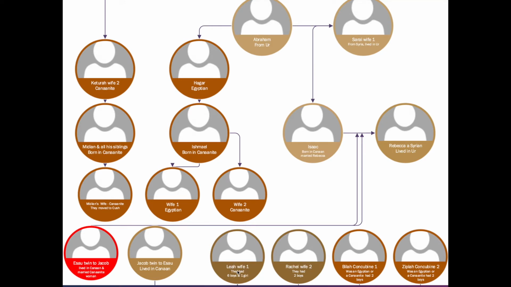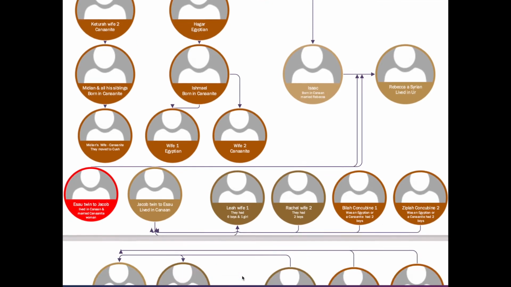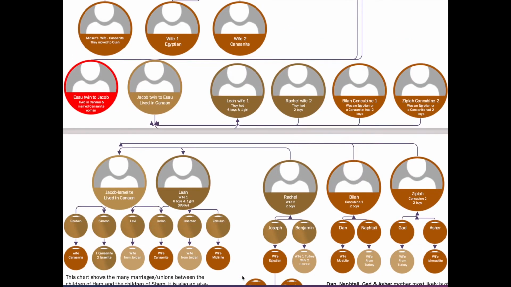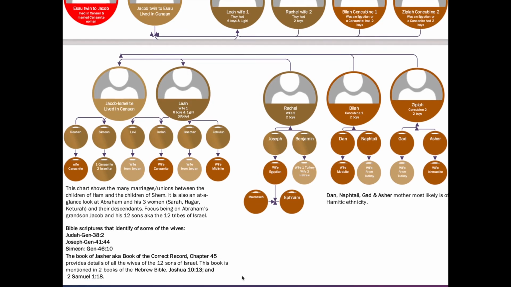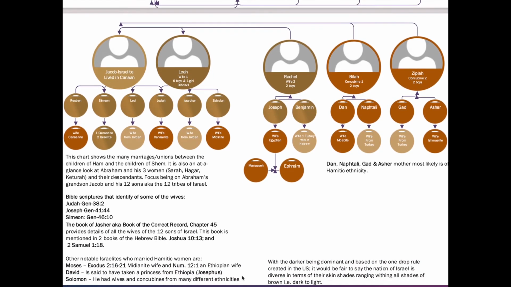Leah, his first wife, gave him 6 boys and 1 girl. Rachel, his second wife, gave him 2 boys. Bilhah, his first concubine, gave him 2 boys. Zilpah, his second concubine, gave him 2 boys. I also want to note that Rachel and Leah are sisters. Now let's scroll down to the boys, the 12 boys as mentioned above.